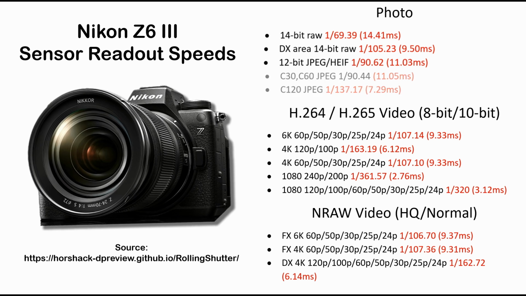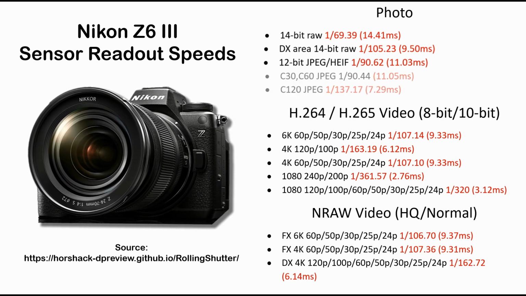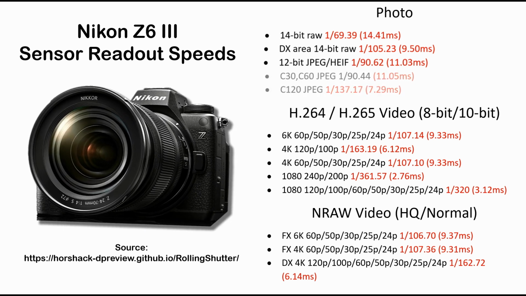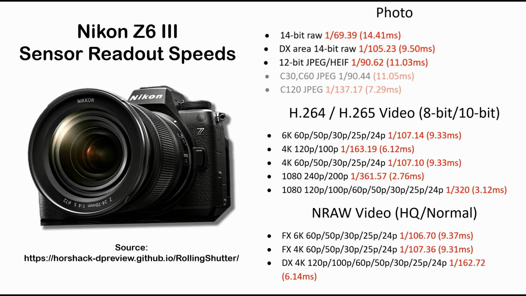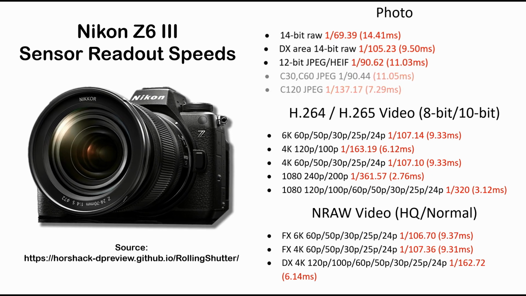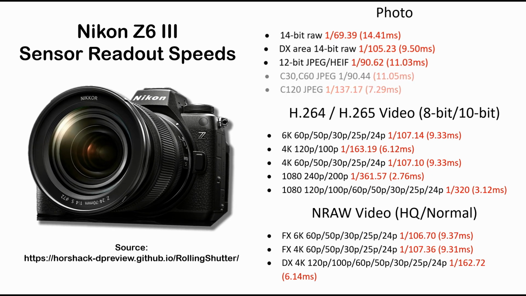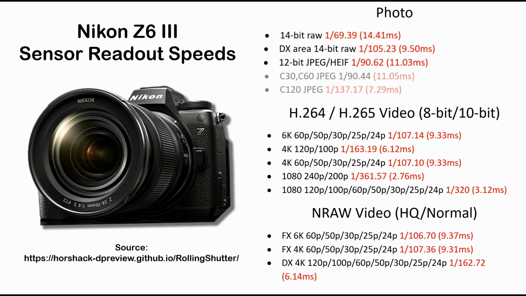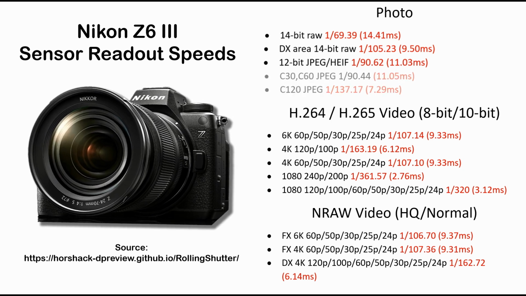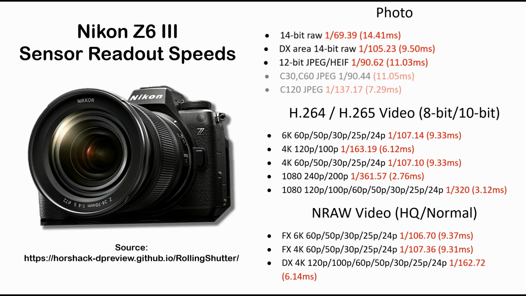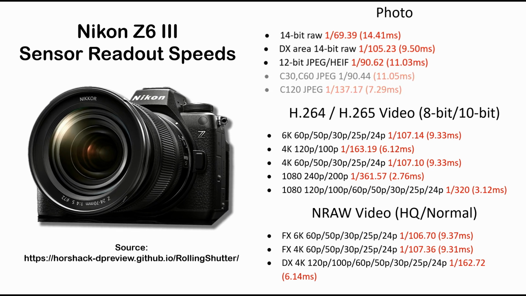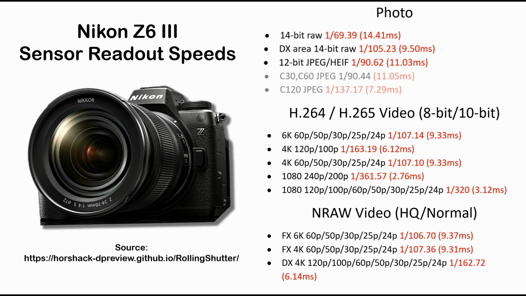Next up are what Nikon calls the high-speed frame capture release modes, which are the C30, C60, and C120 photo frame rates. These are also the modes used for all the camera's new pre-capture support. They're also all JPEG only. You'll note C30 and C60 have the same readout speeds as the full-size JPEGs for the other release modes, as expected. The C120 has a 1/137th readout speed, which corresponds to a DX area mode JPEG. Let's move on to video.